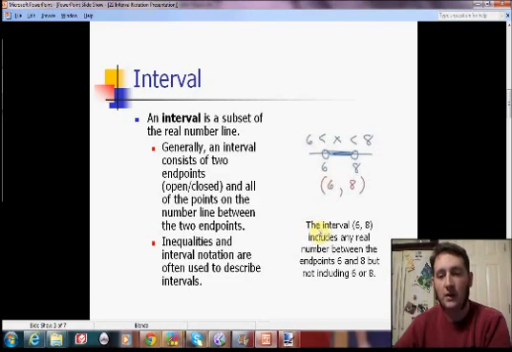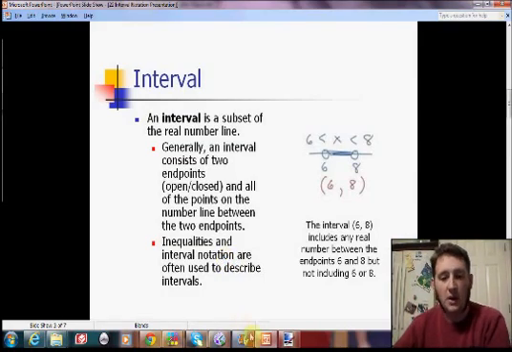So you have here the interval (6, 8), which includes any real number between the endpoints 6 and 8, but not including the 6 or 8 because these are open. If these were "or equal to," these would be closed. So if we change this symbol to "or equal to," we change this to closed. That means we should also change the parentheses, and it turns out you're going to use brackets as the other symbol.